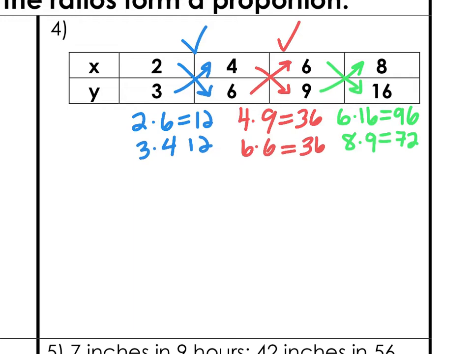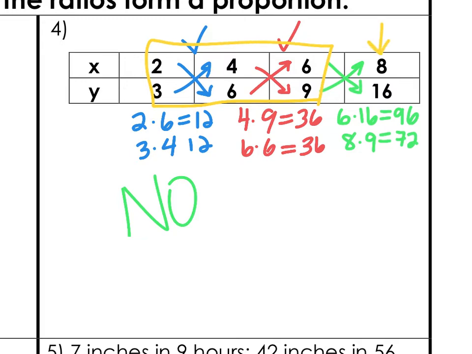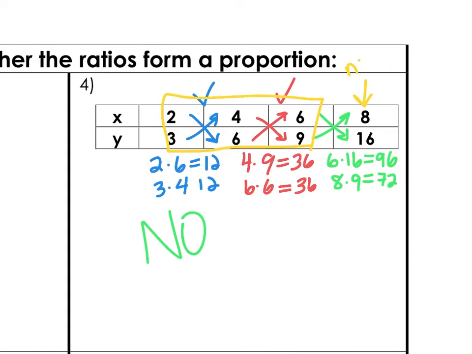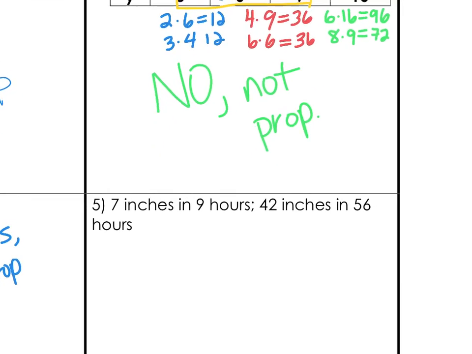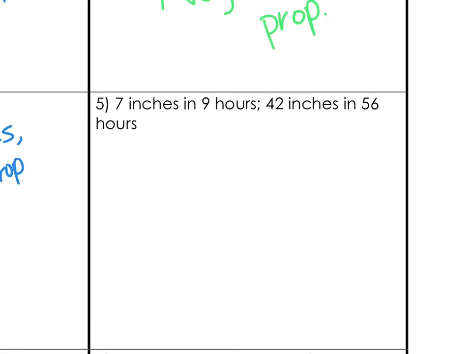Okay, those are not equal. So that's a big no. Even though all of these were equal, if one of them is not, then the whole thing is not proportional. All it takes is one stinker to not be equal to the others, and then it's not proportional. Sorry, not sorry. Okay, number 5.